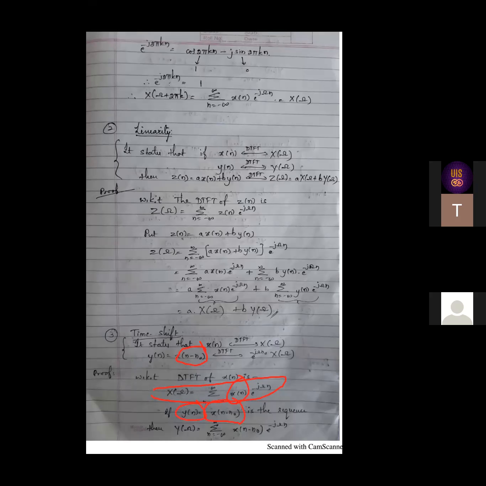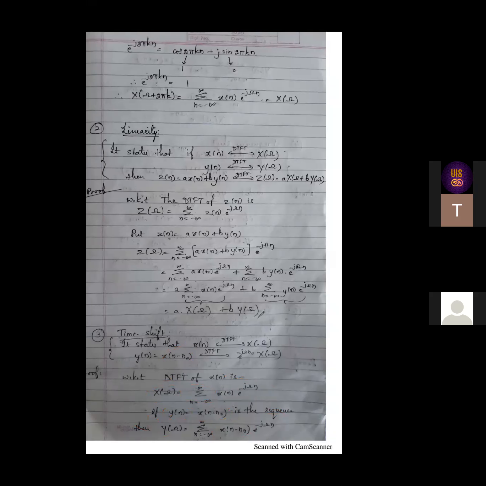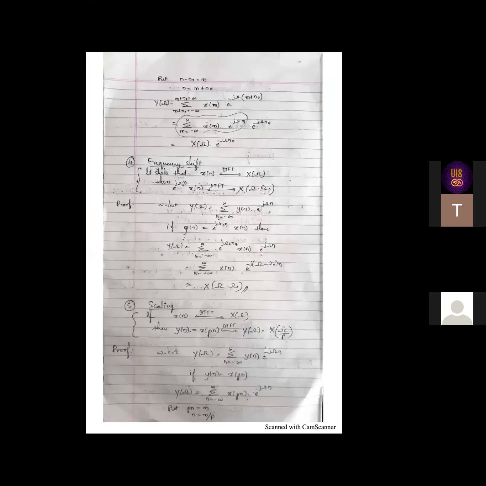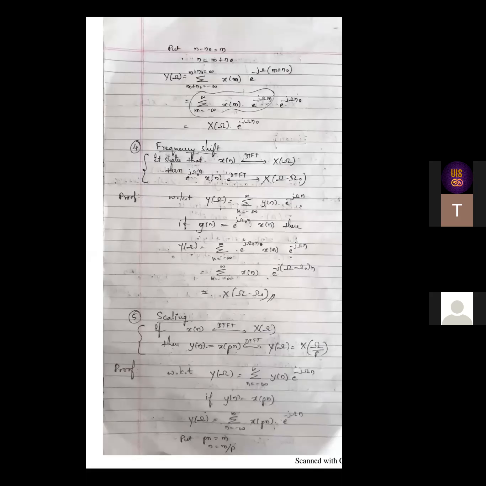So what will be y of omega is equal to, at the LHS, this will be now y of omega, summation. Input is shifted by n naught times and exponential term as it is. Then as usual, the routine mathematics, what we will do, we will substitute this n minus n naught by some other variable. You can take any variable. I am using m. If I substitute n minus n naught as m, what will be the value of n? n is equal to m plus n naught.